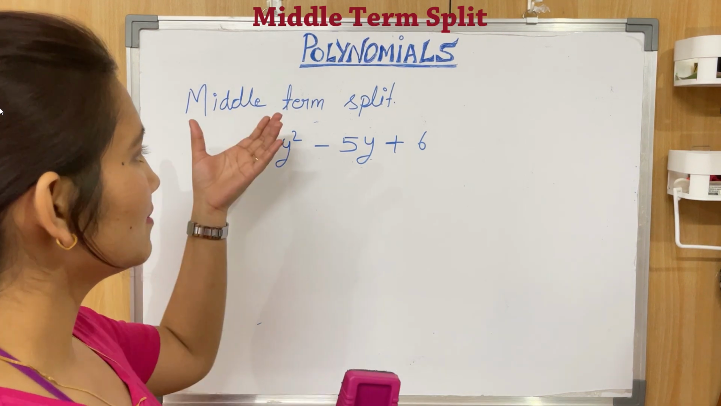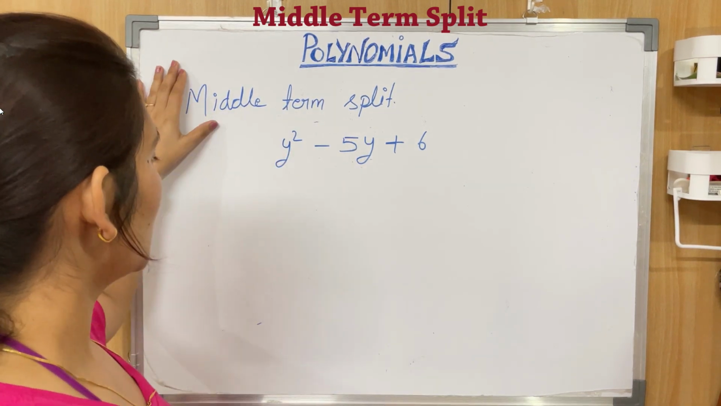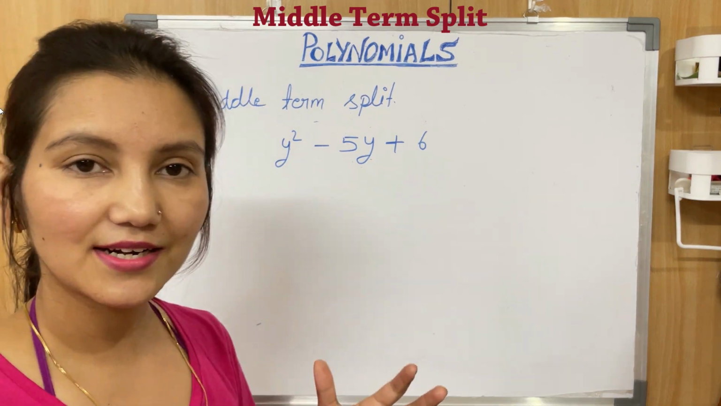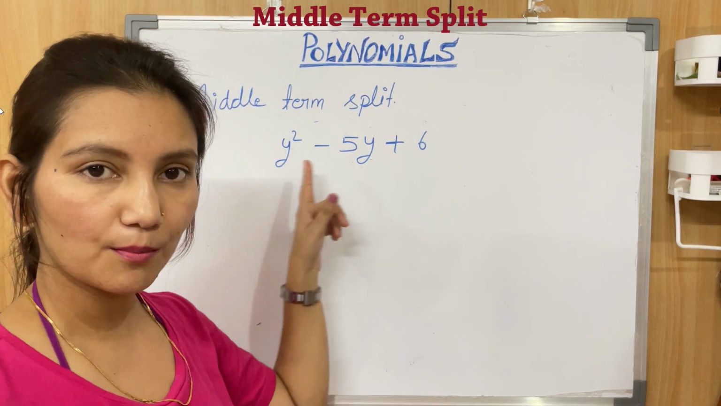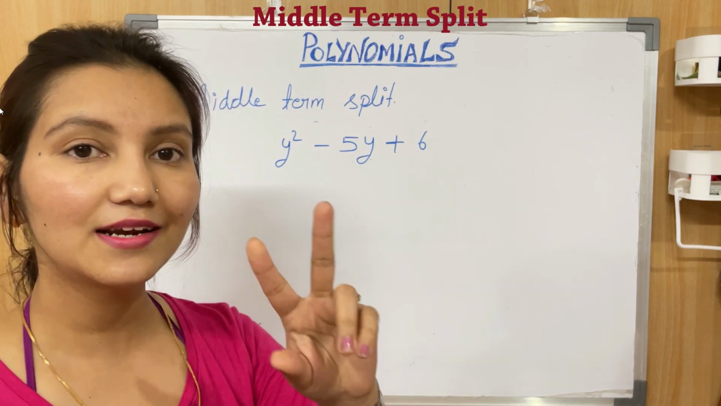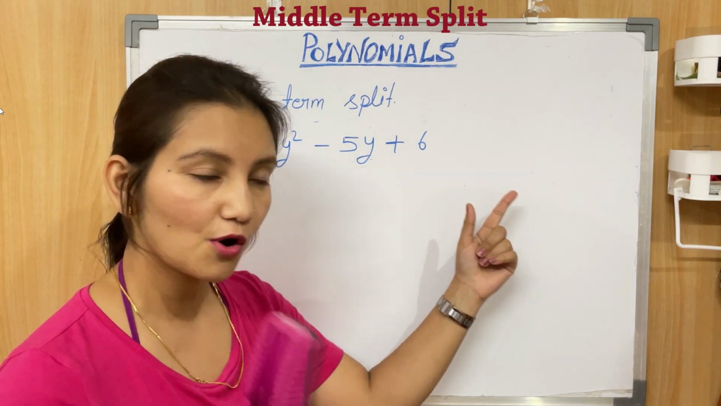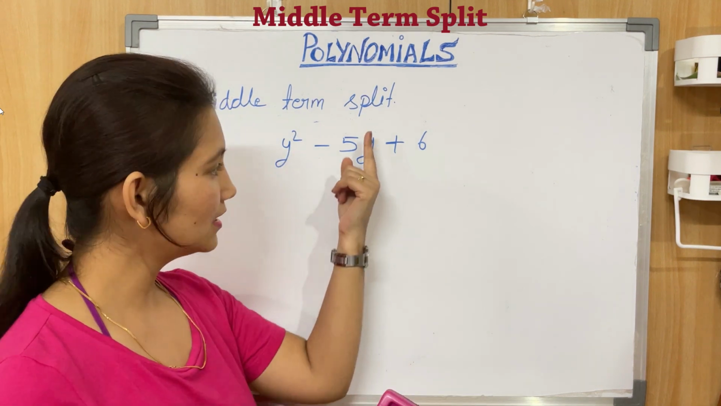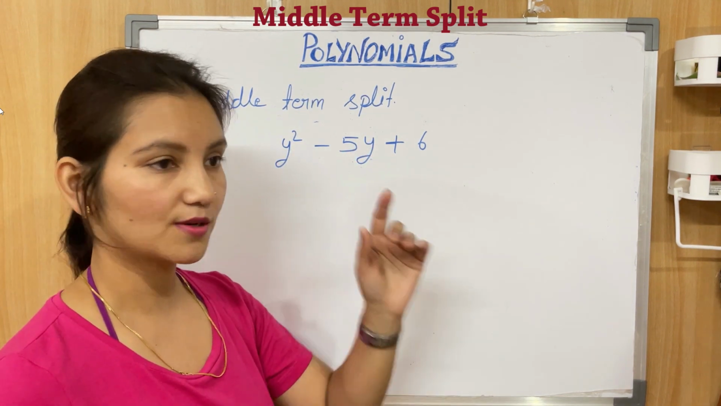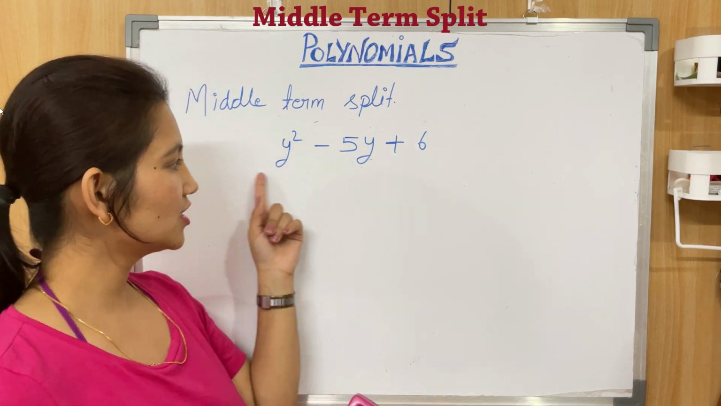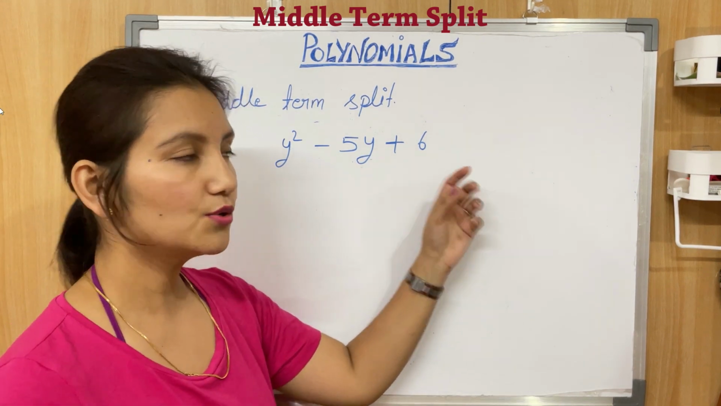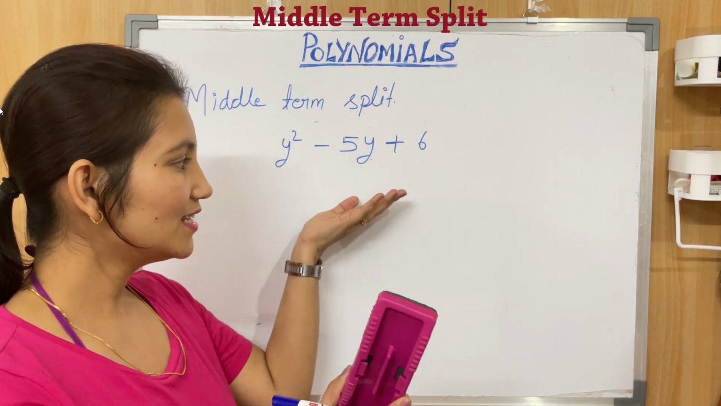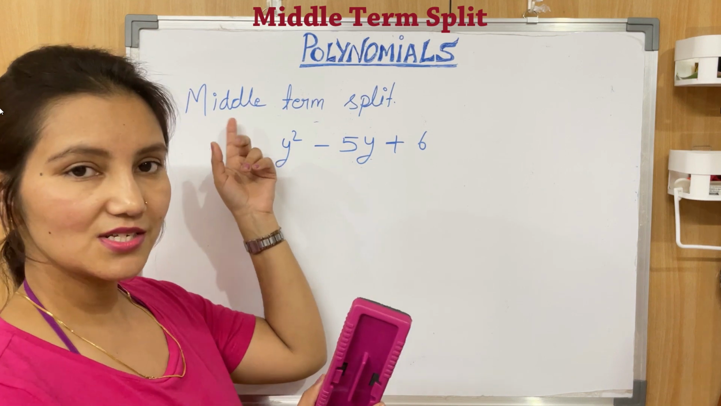Actually, we use middle term split, this process or concept, to factorize a quadratic equation of this form. Quadratic equation means a degree 2 equation of this form. This form means the first term should be a square term, the second is a single power term, and then a constant term. So if a quadratic equation is in such form, then we use middle term split to factorize it. Okay, let's factorize it using this method.